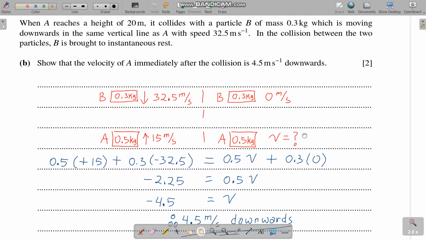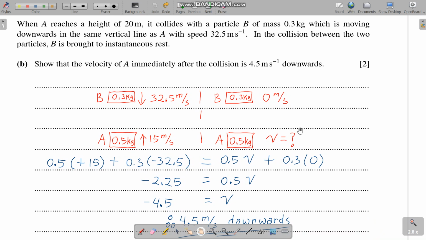When A reaches a height of 20 meters, it collides with a particle B of mass 0.3, which is moving downwards with speed. So this is when A reaches a height of 20 meters. Previously, we found that at 20 meters, the speed of A is 15. So A is moving upwards with this speed. It collides with B with this mass and this speed downwards. They collide and B is brought to rest. So after the collision, B is at rest. For A, we need to find the velocity.